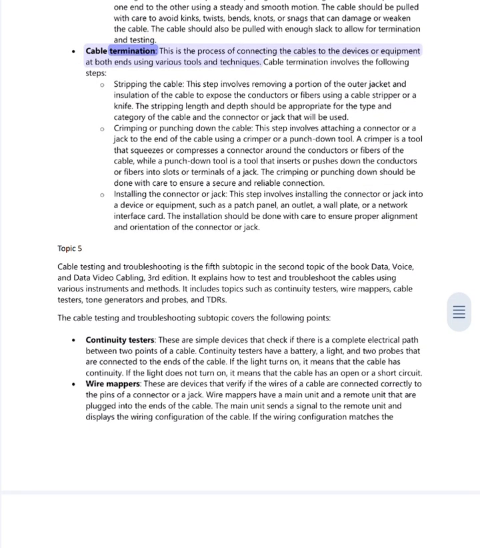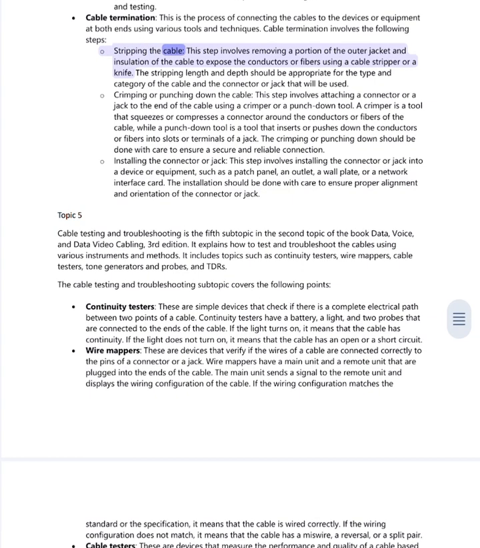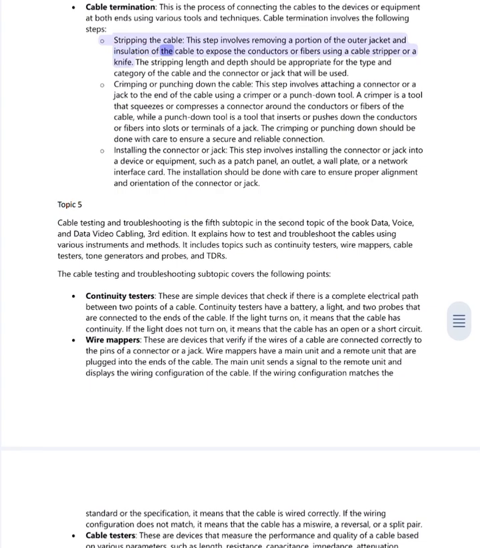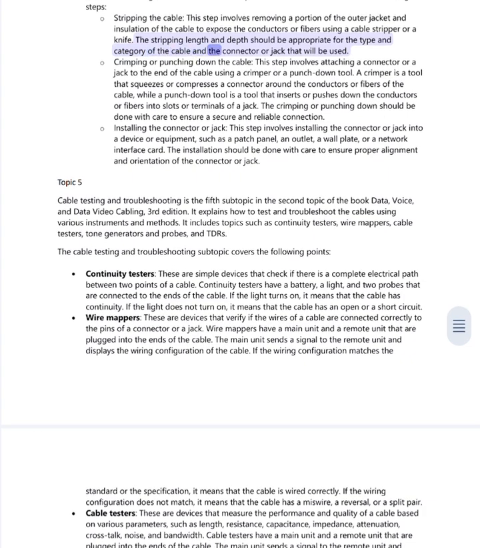Cable termination. This is the process of connecting the cables to the devices or equipment at both ends using various tools and techniques. Cable termination involves the following steps. Stripping the cable. This step involves removing a portion of the outer jacket and insulation of the cable to expose the conductors or fibers using a cable stripper or a knife. The stripping length and depth should be appropriate for the type and category of the cable and the connector or jack that will be used.